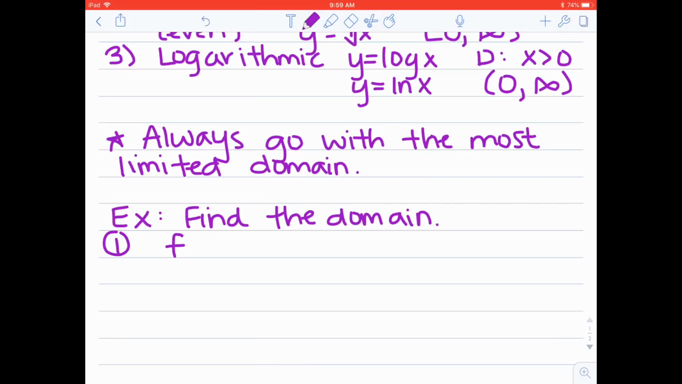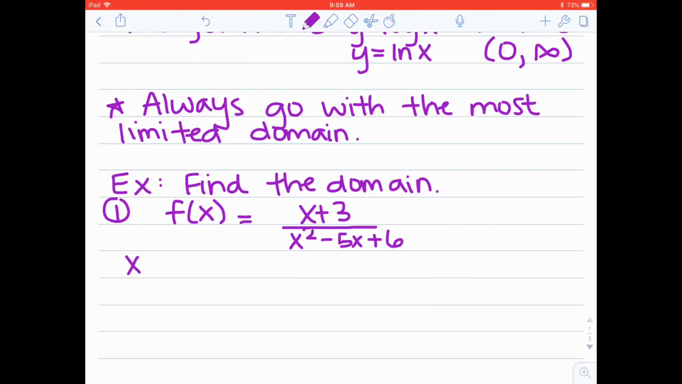First, we're going to work with a rational function, x plus 3, being divided by x squared minus 5x plus 6. Okay, so here we recall that in a rational function, the denominator cannot equal 0. So for me to figure out what is going to make this denominator equal 0, I'm going to go ahead and write this equation to solve. It's not supposed to equal 0, so I am setting it equal to 0 so I can find out exactly what I am not allowed to have.